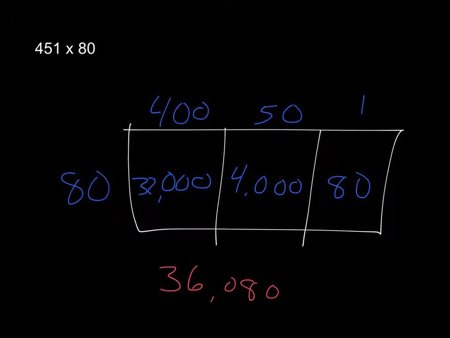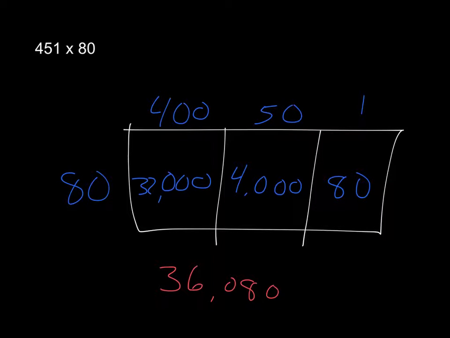Try solving this one on your own using the area model. 451 times 80. Remember, this is 8 tens, so you're going to have it set up a little bit differently. When I solve this, I have 1 row and 3 columns, so that I have split it up. I have 4 hundreds, 5 tens, and 1 one, and I put my 80 here and then multiplied straight across and then added them together.